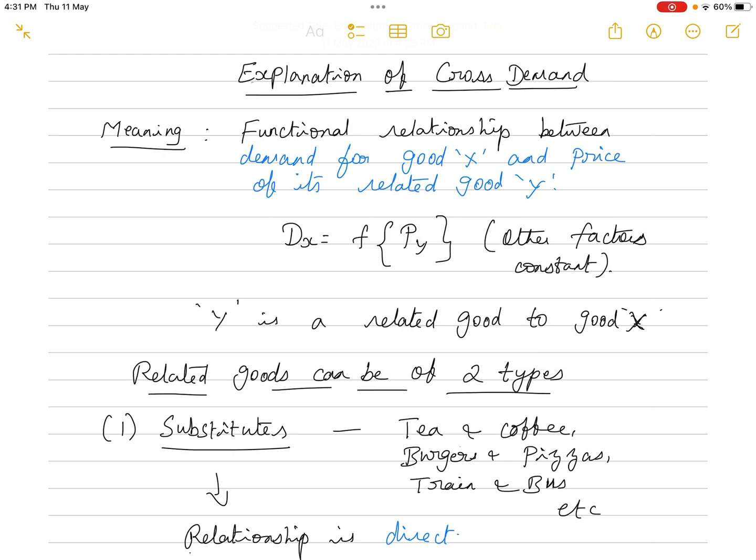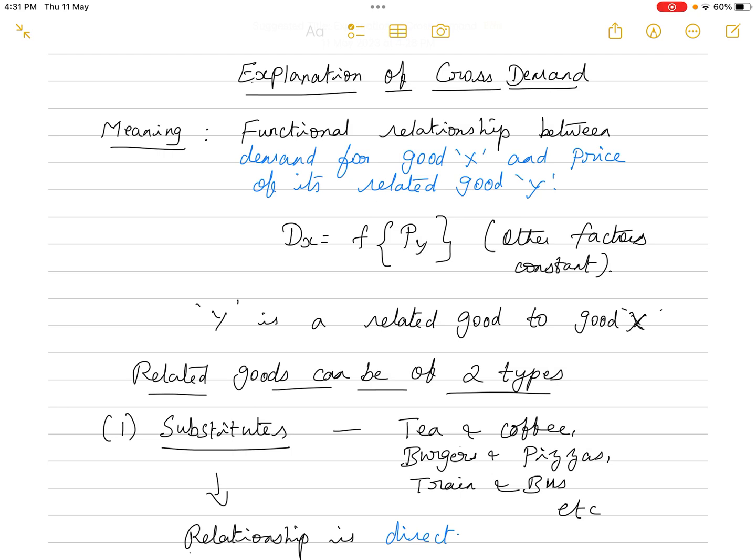Here we are assuming the demand for commodity X is only a function of the price of its related commodity Y, assuming all the other factors remain constant, like the price of commodity X, the income of the consumer, and the tastes and preferences of the consumers. Many other factors are there, isn't it? All those other factors remain constant. The demand for commodity X is only affected by the change in price of its related commodity Y.